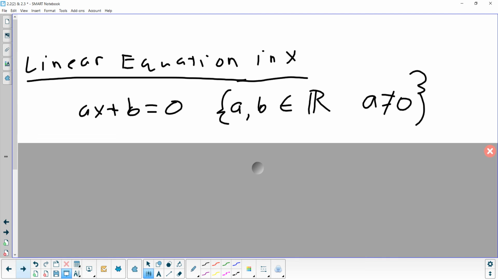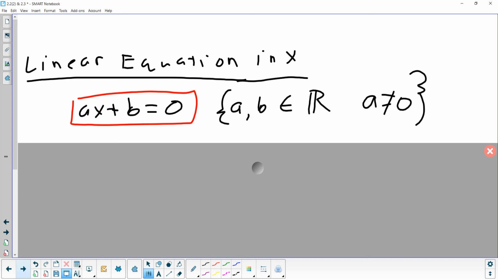So linear equations in x, meaning using the variable x, look something like this. Ax plus b equals 0. The a is like a slope, well it is the slope, and the b is the y-intercept. The slope and the y-intercept can be any real number that you want, except the slope can't be 0. You might be saying, well yeah, slope can be 0, that's just a horizontal line. True. But that's not called a linear equation, that's called a constant equation.